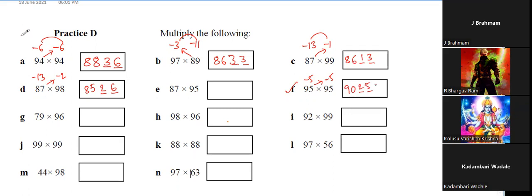Then, sir, can I? Vedant, if you go to mute condition, you will be in order. In the order will be missed. It is Bhargav Ram. Yes, Bhargav Ram.